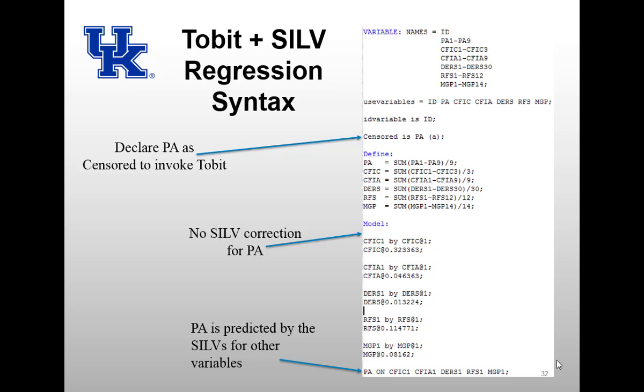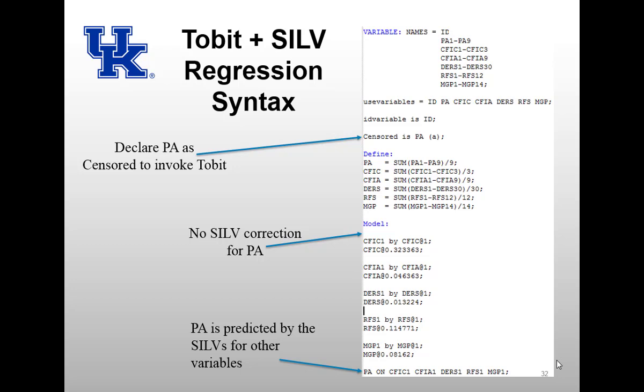And so for the Mplus output, this is what the combo between Tobit and SILV would look like. The first thing we're going to do is declare PA as censored to invoke Tobit. So that's all you say: censored is, and you say your variable that is censored. Additionally, we have a little A in parentheses. That is an indicator that for this set of data, it is censored from above. If it was censored from below, then we would put a B. If it was censored both ways, then we put a C.